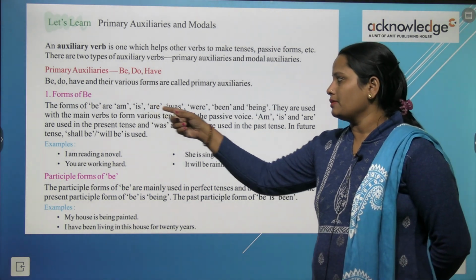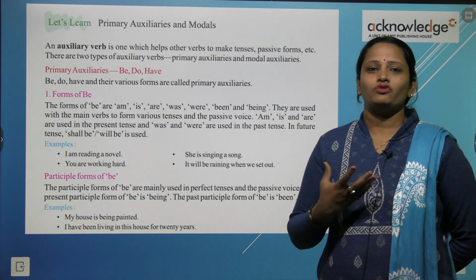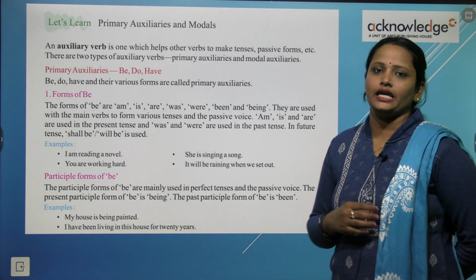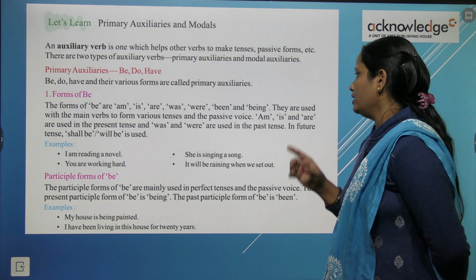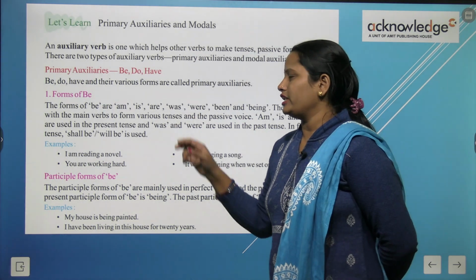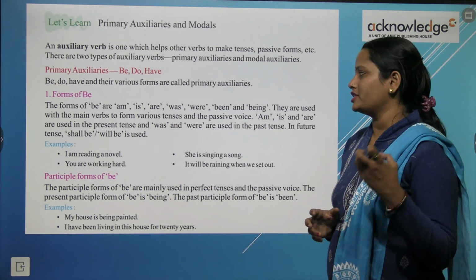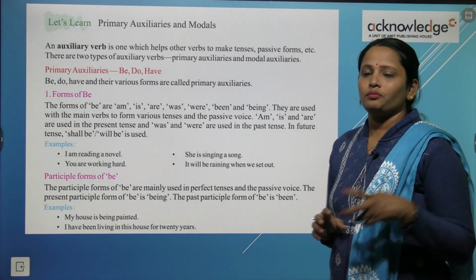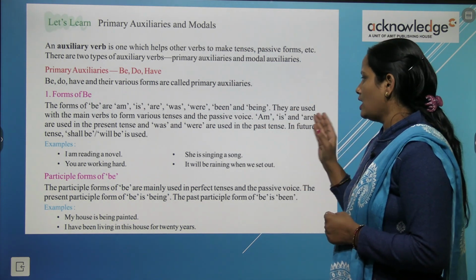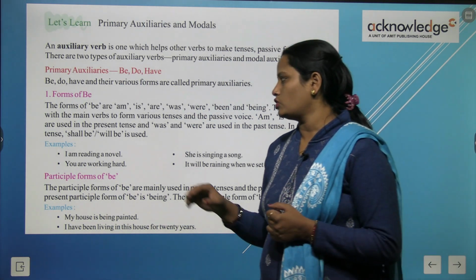So यहाँ पे ये जितने भी लिखे हैं ये सारे forms हैं be form. तो जब भी आपसे question में पूछा जाए be form लिखना है तो आपको इनमें से एक form को लिखना है. They are used with the main verb to form various tenses. तो इसे main verb के साथ use किया जाता है different tenses को बनाने के लिए and passive voice को भी बनाने के लिए. Am, is and are are used in the present tense. Present tense में use होते हैं.